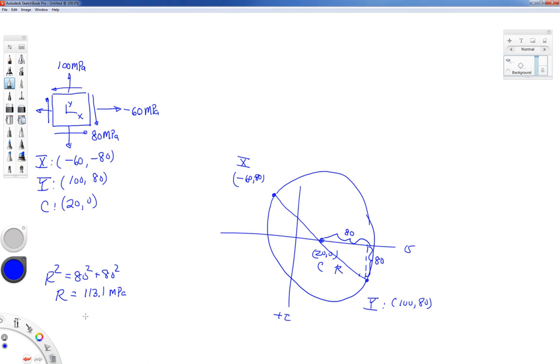All right, so the values of my principal stresses are going to be the average plus the radius, 131.1. And we're going to have the average minus the radius, minus 93.1.